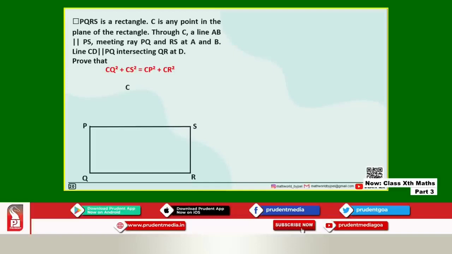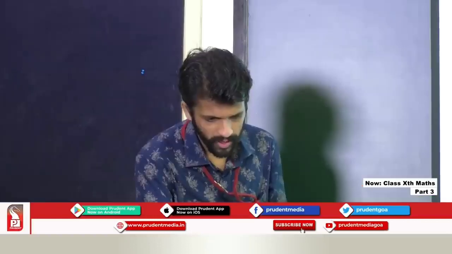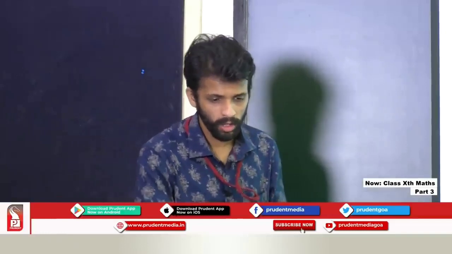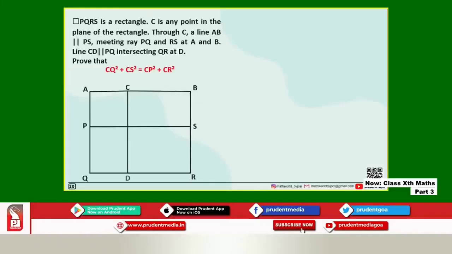Then through this point C, a line is being drawn. What is the name of the line? AB, considering that it is parallel to PS. So something like this. The name of the line will be AB. Then PQ and SR are joined to that line AB and you will get a figure like this. Okay. Then the next thing they are telling you is that line CD is parallel to PQ. So we would get a figure like this. And till here is the information given to you.